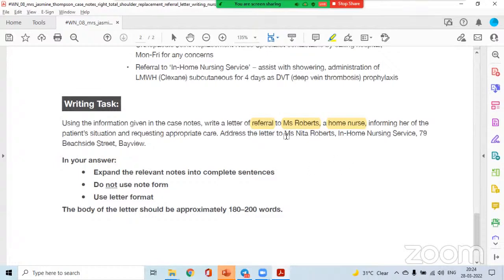Okay. So the full name is Mrs. Neeta Roberts. So you can exclude this. So Mrs. Neeta Roberts, home nurse, in home nursing service, 79 Bayview Street, Bayview. So 5 lines, 1, then 2, then 3, 4, 5. So this home nurse should also be included in the second line. In the second line, you have to include this one. Remember that.